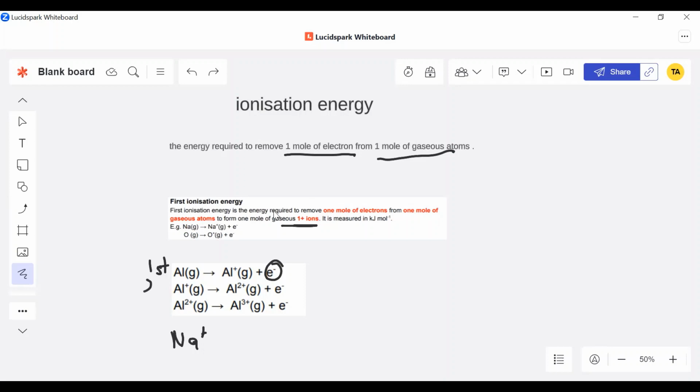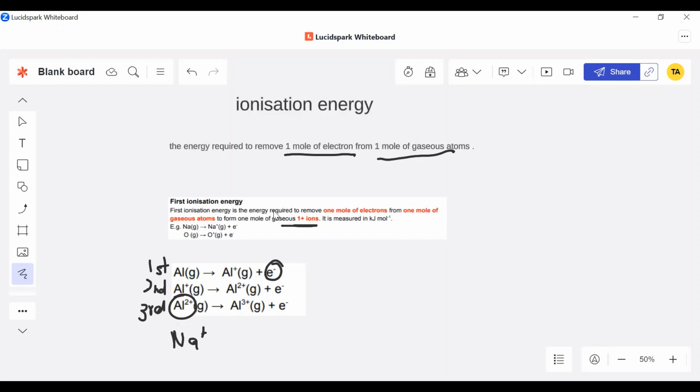So similarly, this is the second ionization energy, when aluminium +1 becomes aluminium +2. Now it has lost two electrons. This is the second ionization energy. Similarly, the third ionization energy is when aluminium 2+ becomes aluminium 3+, and in doing so, it will be called the third ionization energy.